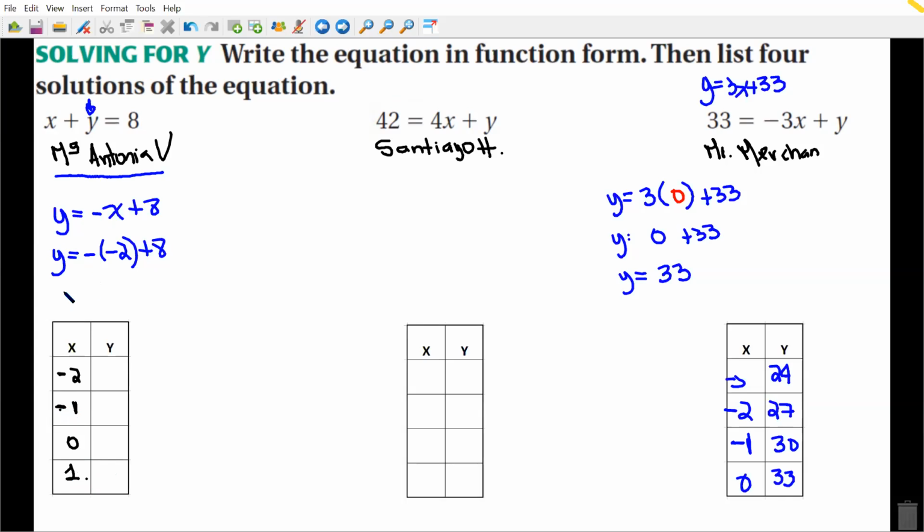And negative times negative, guys, what's the answer? Positive. Good job. So you're going to have 2 plus 8. So y is going to be equal to? 10. So I have a 10 over here.